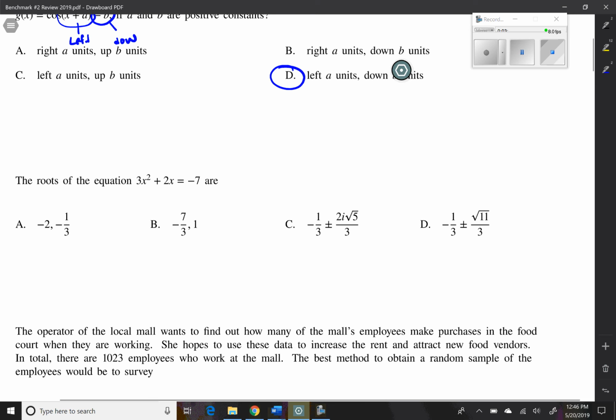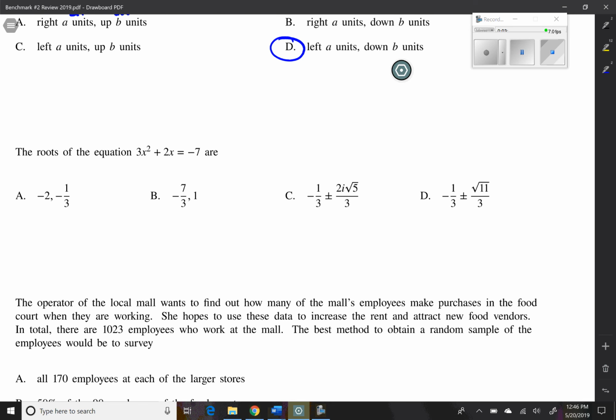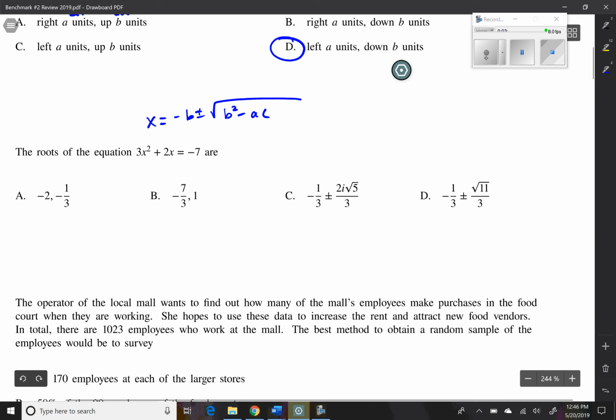Number 7 seems to be on every single Regents exam in some way, shape, or form. It is just the quadratic formula. So remember the quadratic formula. For those of you in Regents, it's on the reference sheet. Those of you in Accelerated need to memorize this.